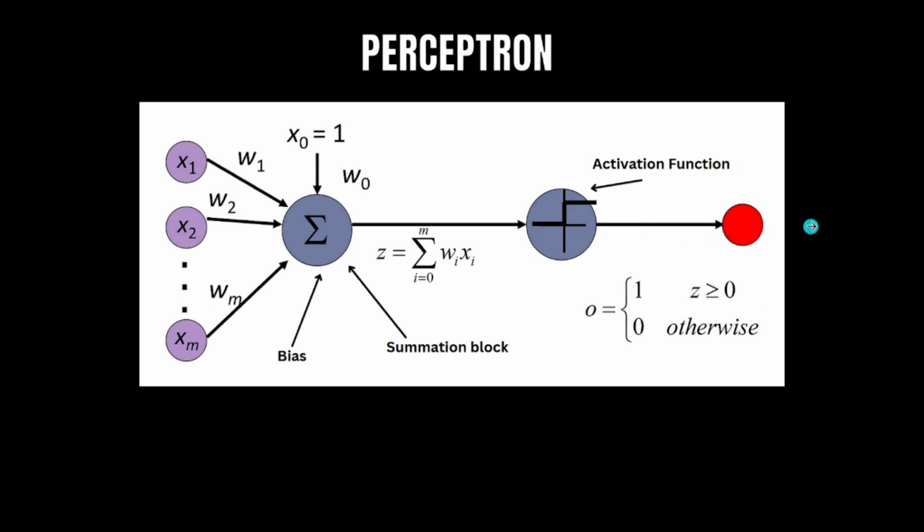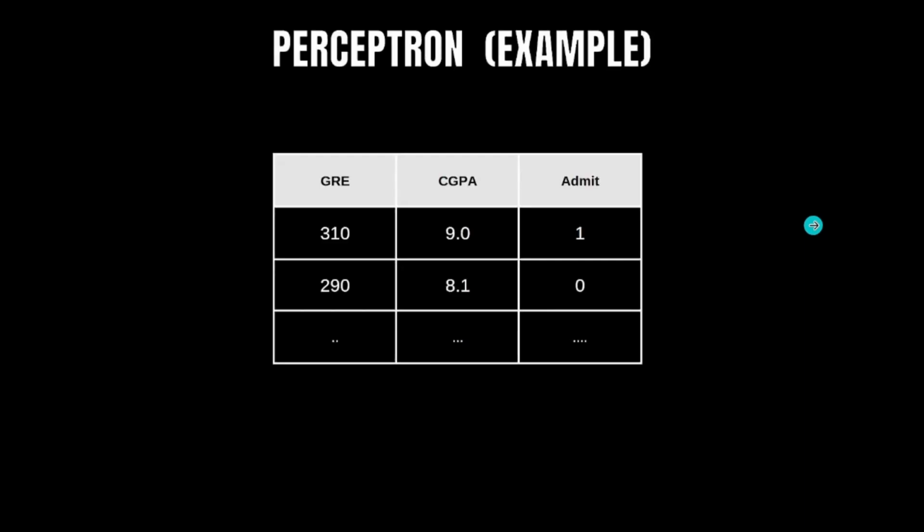It will help you get a better understanding of how the perceptron model works. For the example, we are going to take a data set. The data set contains two features. The first one is GRE, the second is CGPA. If you don't know, GRE is an exam, I think it is out of 340 marks. This student has gotten 310 marks out of 340. And CGPA is, you know, the CGPA.